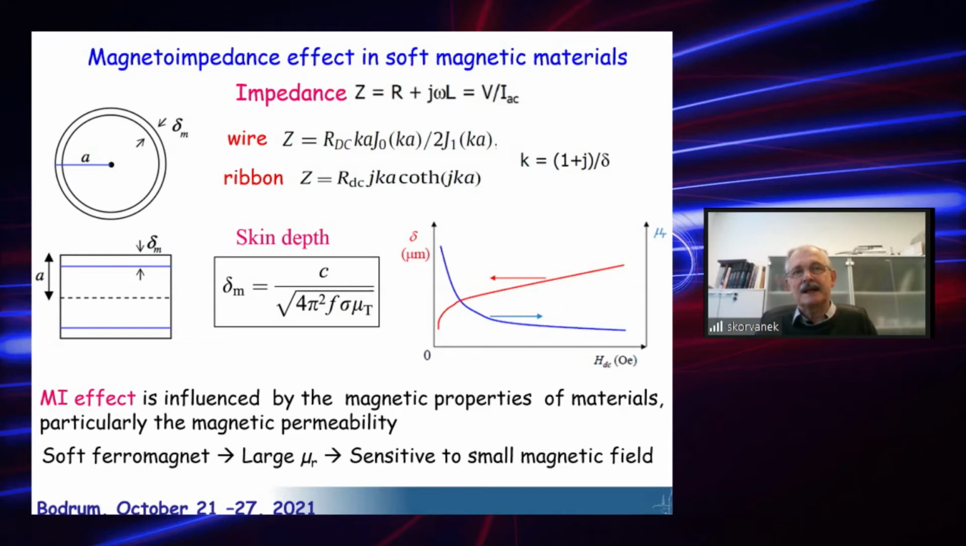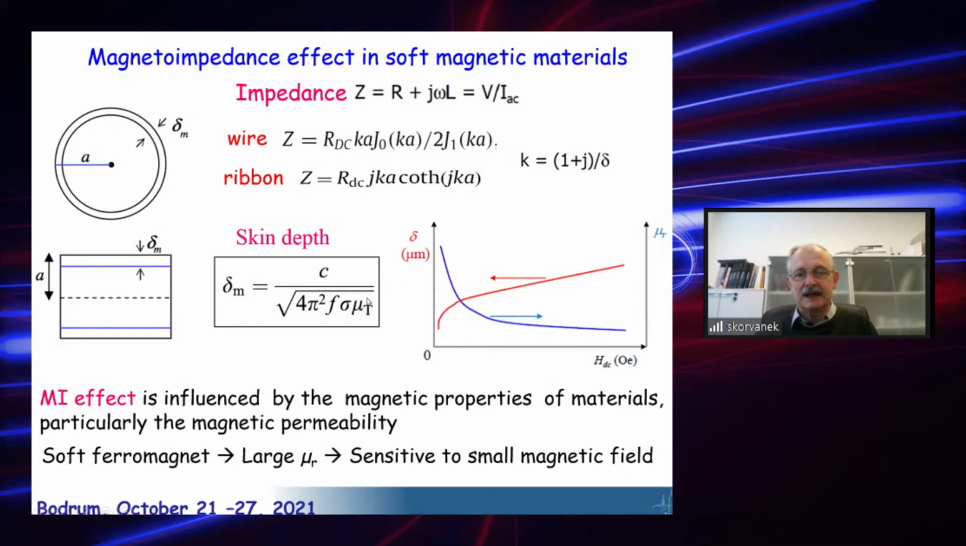Usually, the GMI effect is observed at relatively high frequencies, when the penetration depth, or we can call it skin depth, is smaller than the sample thickness. In this case, the applied current flows in the shell close to the surface of the conductor. And the skin depth is given by this formula. We can see that here we have frequency, here we have electrical conductivity, and here we have permeability.